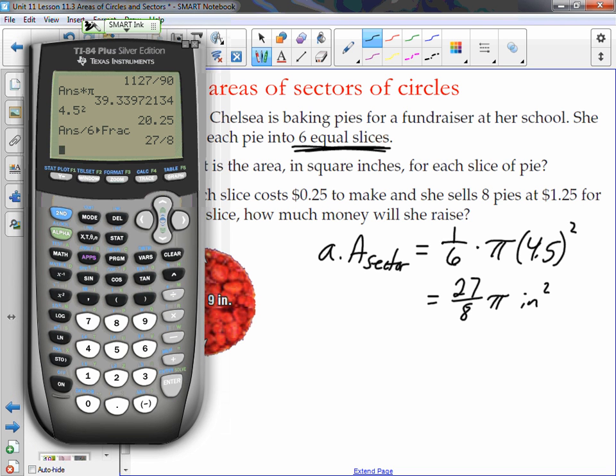square inches. Do they tell us what to round to? They don't tell us whether or not we should round it, do they? All right, so I've got my exact answer. I'll give it to them to the nearest tenth as well, since that's what all the others were. So take that 27/8 times pi, and we'll get 10.6 square inches.